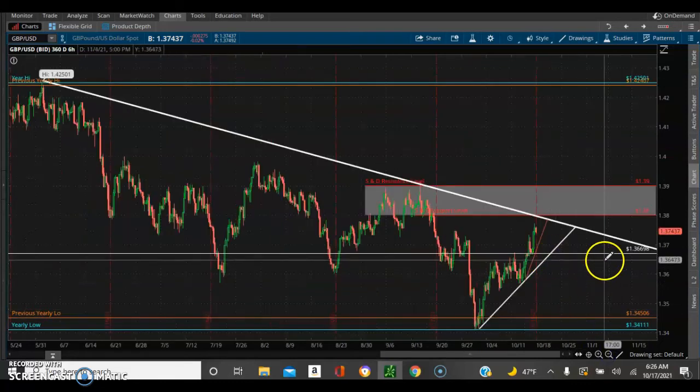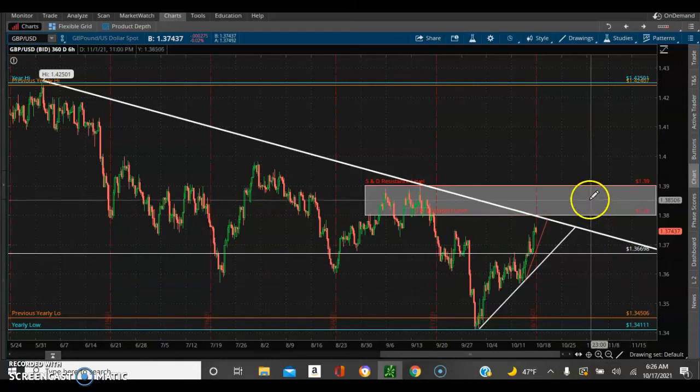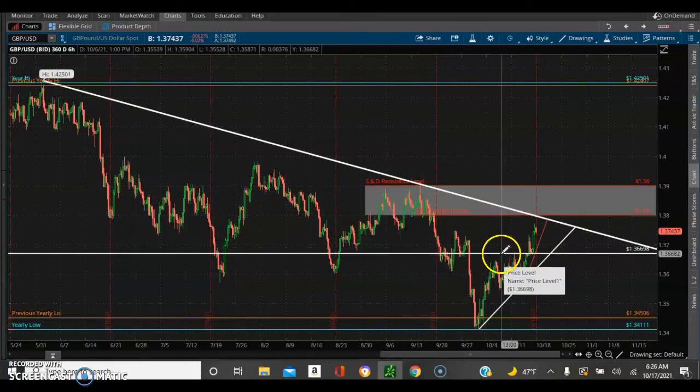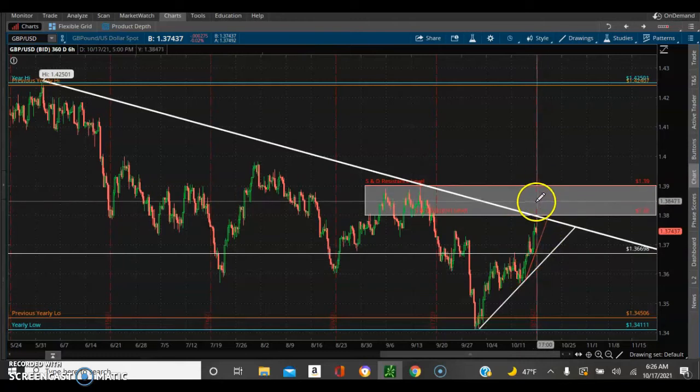Now, this key area of 1.38 and 1.39 is a major supply and demand zone, and this is going to determine what this pair is going to do for the remainder of the year. This is what they call a conflict zone. There'll be a conflict here.